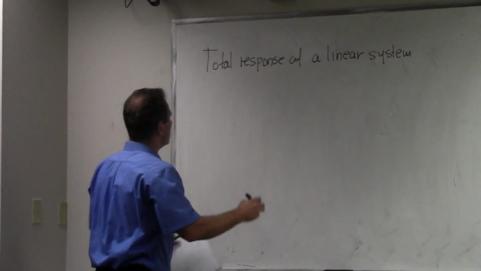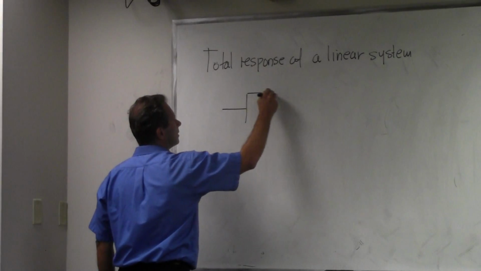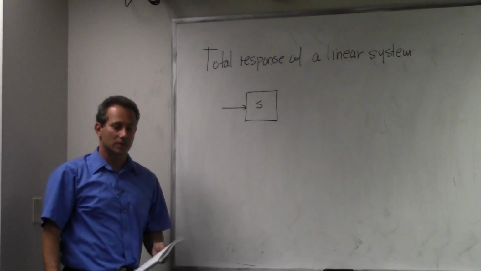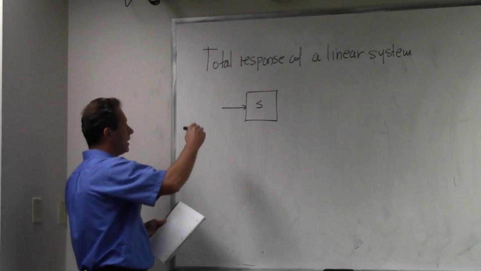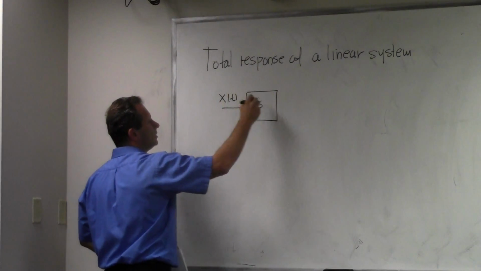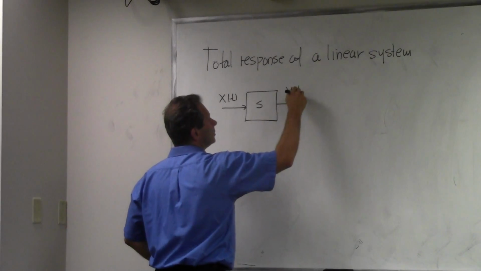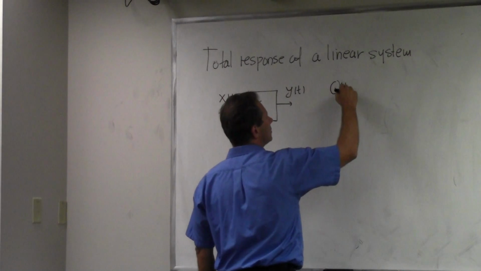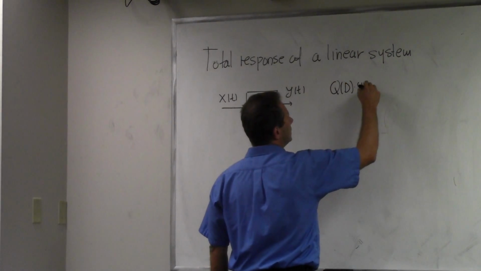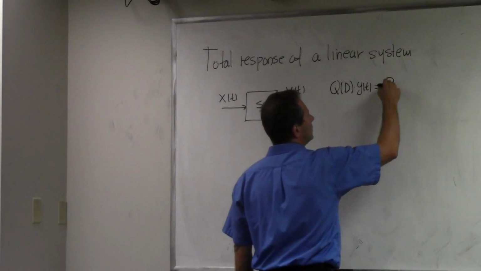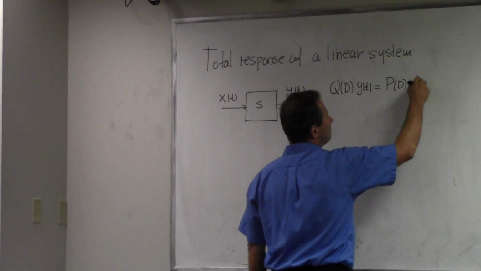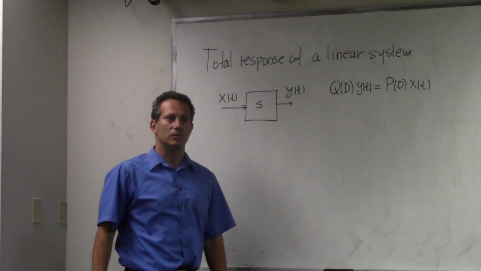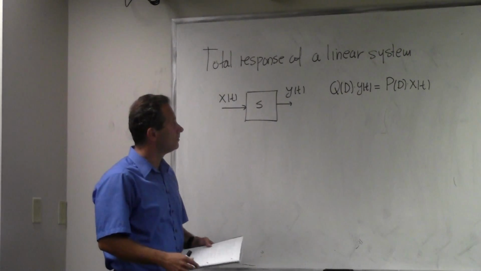So here's the setting. We have our linear system that I call S. This system has some energy stored, so there are some initial conditions in it. It's excited with the input x of t, and it's producing output y of t. It is described with a differential equation: Q of D times y of t is the same as P of D operating on x of t, where P and Q are the operators, the polynomials that are functions of D.